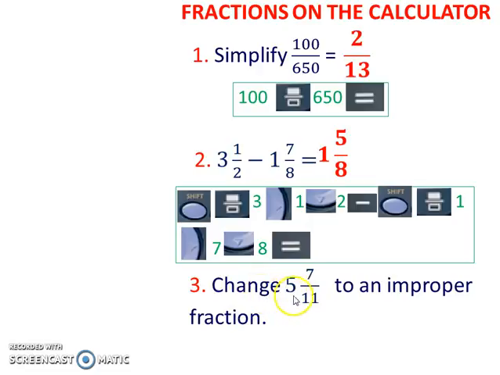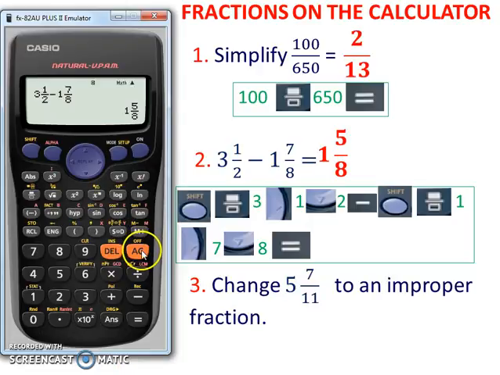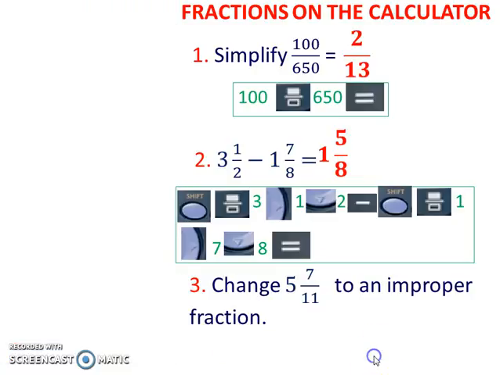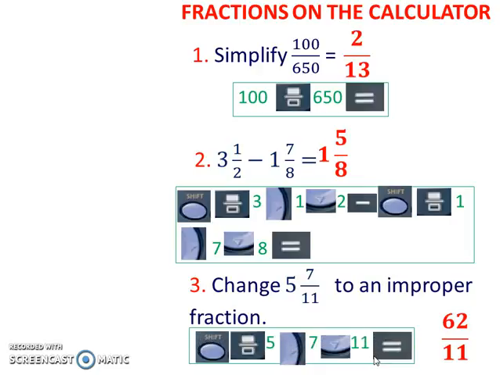Question number 3, 5 and 7 over 11. We want to change that to an improper fraction. So we need to put that in. So clear it, shift the fraction button to put our mixed numerals in. We'll put 5, arrow across, 7, arrow down, 11, press equals, and it comes up as our improper fraction form. So your answer would be 62 over 11. You can go 62 over 11, and that's what we're pressing.